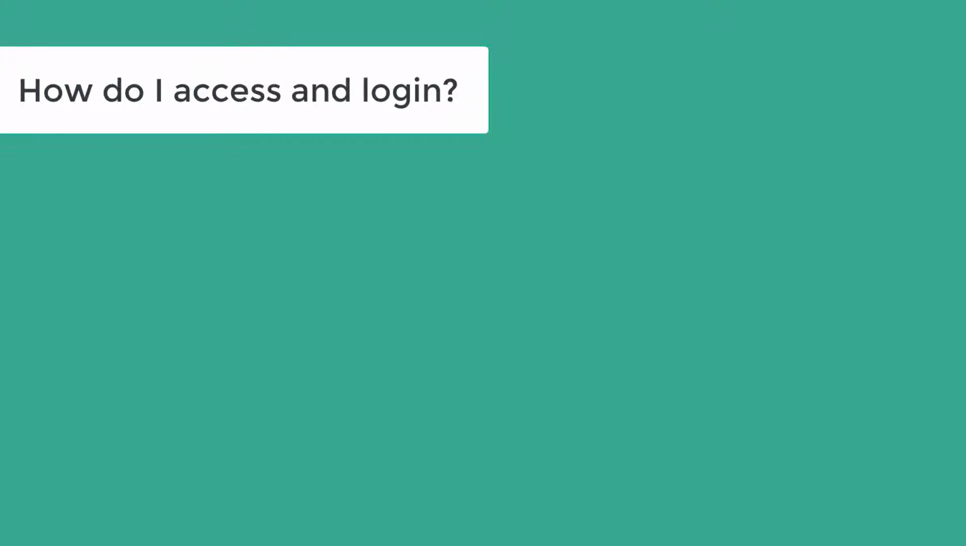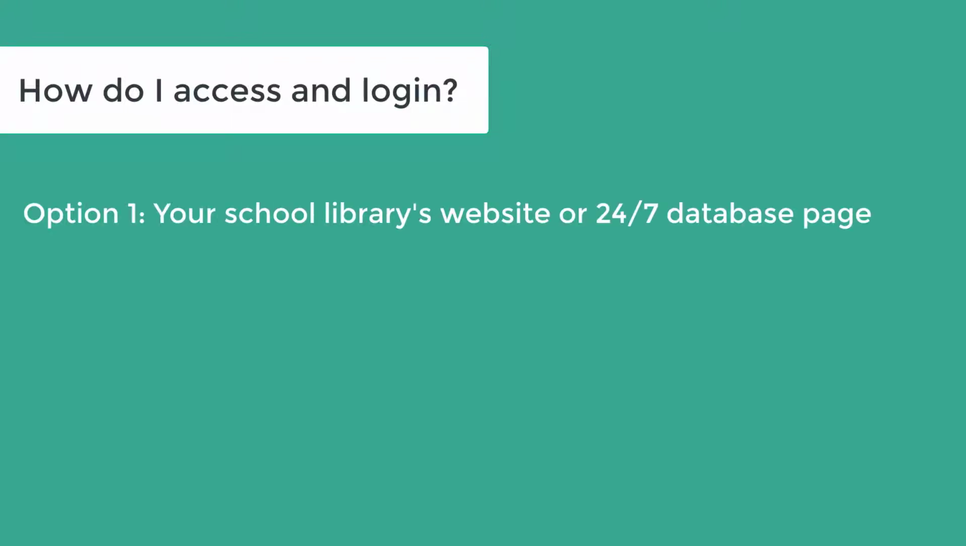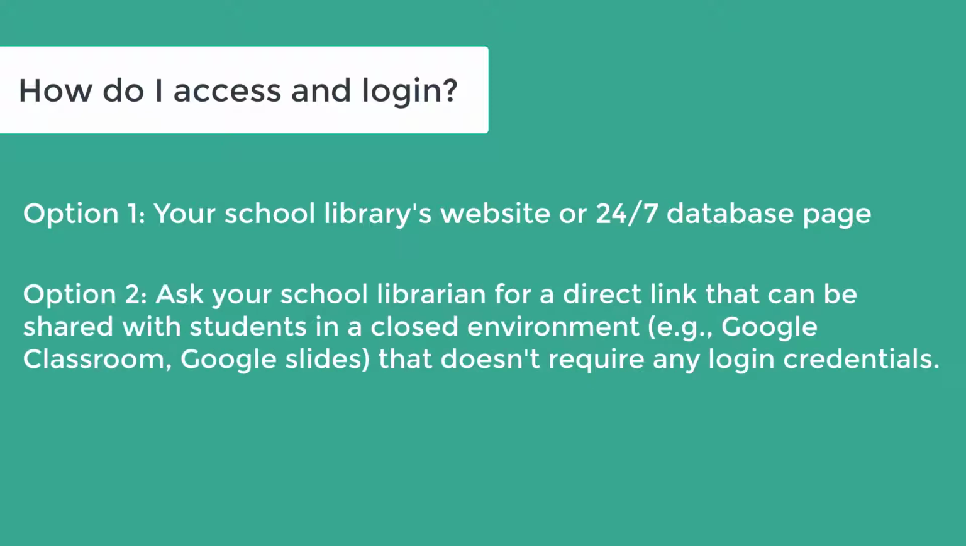There are several ways that you can access your building's Arbordale ebook shelf. Option 1 is to click a link to Arbordale from either your school library's website or 24/7 database page. Option 2 is to contact your school librarian and request a direct link that can also be shared with your students in a closed environment, such as your Google Classroom or within a lesson in Google Slides. Because this link doesn't require any login information, it cannot be posted anywhere publicly.